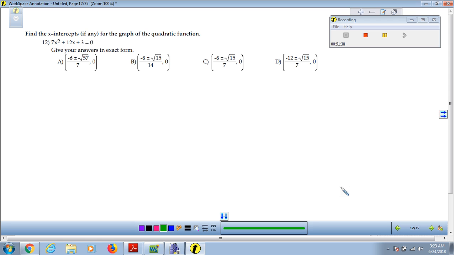Find the x-intercepts, if any, for the graph of the quadratic function. Okay, so what can you do here to find the x-intercepts? One option could be factorization. Another option could be the quadratic formula. You really have, since the start, the two options. You could use any of the two.